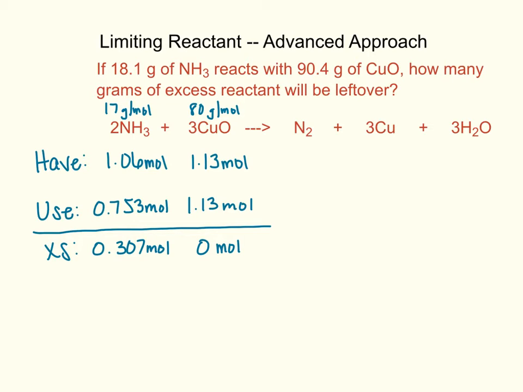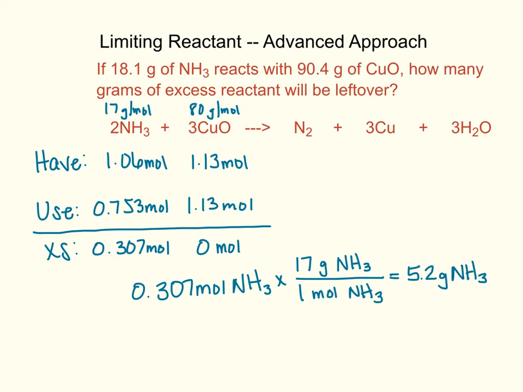But they don't want to know how many moles of excess reactant I have. They want to know how many grams. So I have to take it one more step using my mole conversions. If I have 0.307 moles of my NH3, now all I have to do is convert that into grams. So once I do my stoichiometry, I find that 0.307 moles is actually 5.2 grams of NH3. So I'll have 5.2 grams of NH3 left over at the end of this reaction.